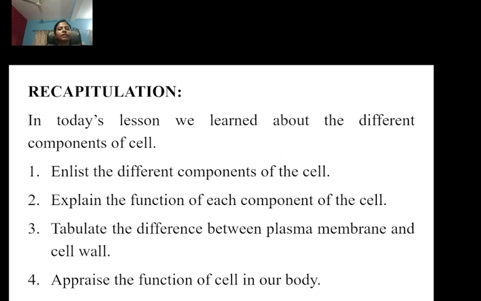So now let's end our class. We have learned today about different components of the cell. We have listed the different components of the cell like nucleus, cytoplasm, mitochondria, Golgi body. Then we have explained the function of each component of the cell. We have differentiated between plasma membrane and the cell wall, right? And we have discussed the functions of cells in our body. True? Yes.